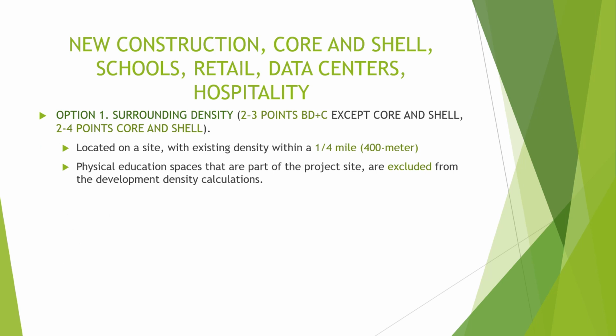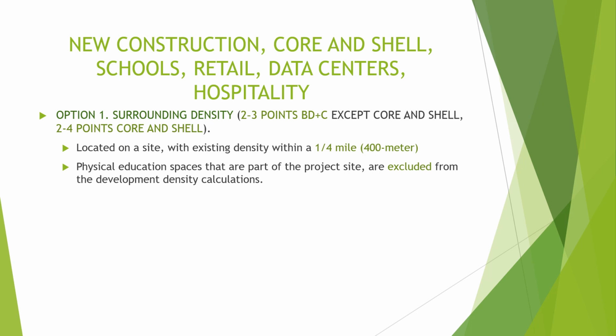Core and Shell, Schools, etc., can earn LEED credits under the following categories: Option 1, Surrounding Density, or Option 2, Diverse Uses, which we'll be talking about in a second. Under Surrounding Density, projects should be located on a site whose surrounding existing density within a quarter-mile radius of the project boundary meets a set of values. Physical education spaces that are part of the project site, such as playing fields, associated buildings used during sporting events, and playgrounds, are excluded from the development density calculations. This is applicable only for schools.